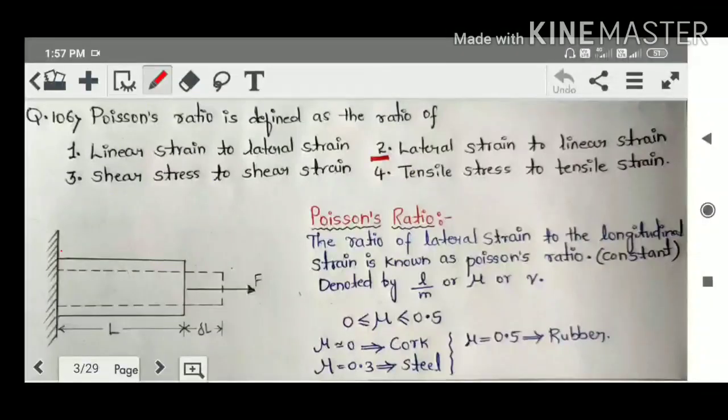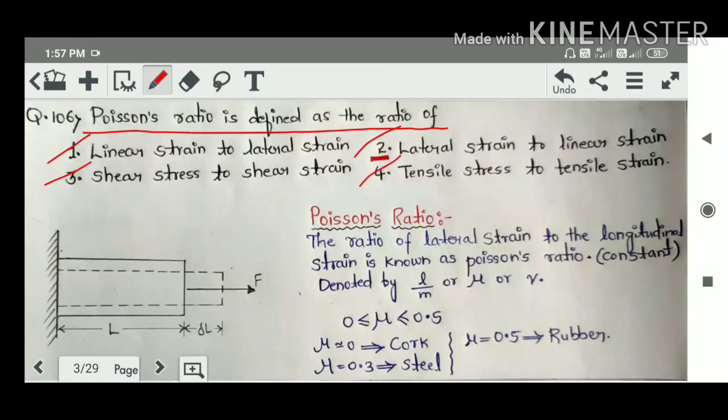Let's start with question number 106. Poisson's ratio is defined as the ratio of, and the options are linear strain to lateral strain, lateral strain to linear strain, shear stress to shear strain, tensile stress to tensile strain.